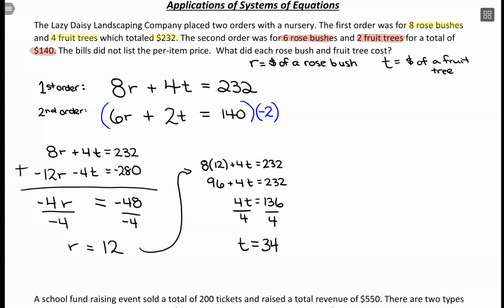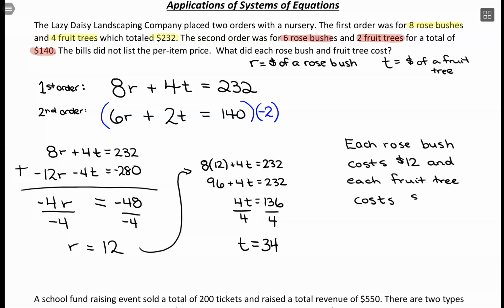So we have our two costs. We could double check our answers before we go further, like plug these values in. Do they work for the equations? And we'll just say each rose bush costs $12 and each fruit tree costs $34.